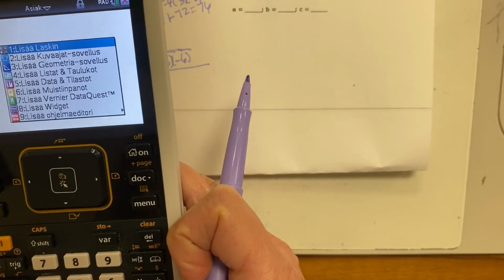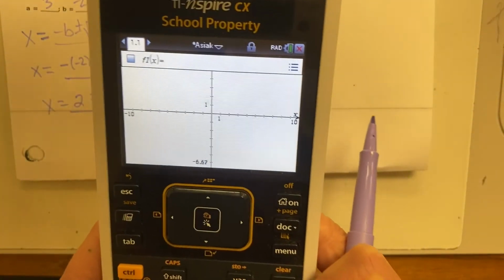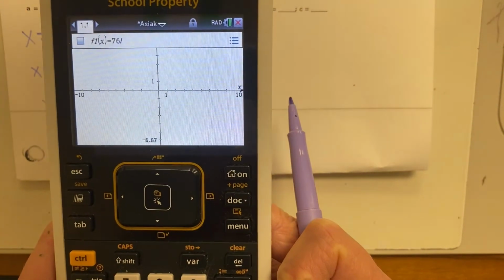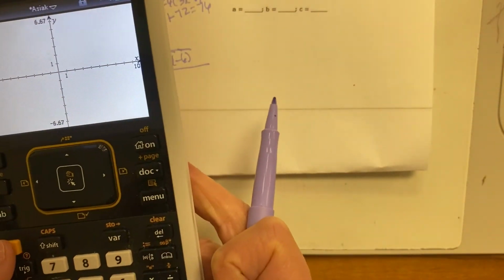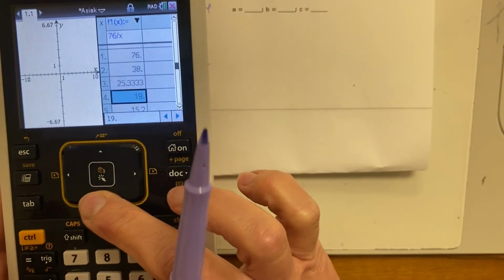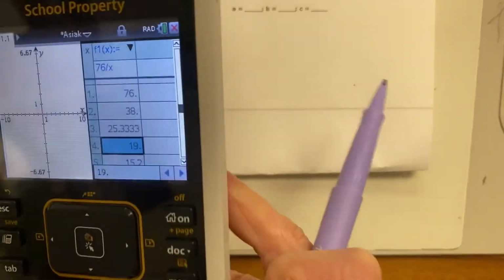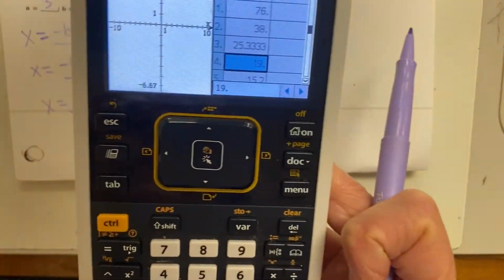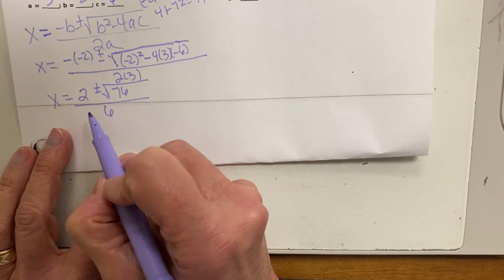Oh, well. And so you're going to go to your graphs, and then you're going to put 76 divided by x. And then you'll start looking for your perfect squares after you go to your table. And so it looks like 4 and 19 is going to be your perfect squares. So we'll go ahead and take that out.